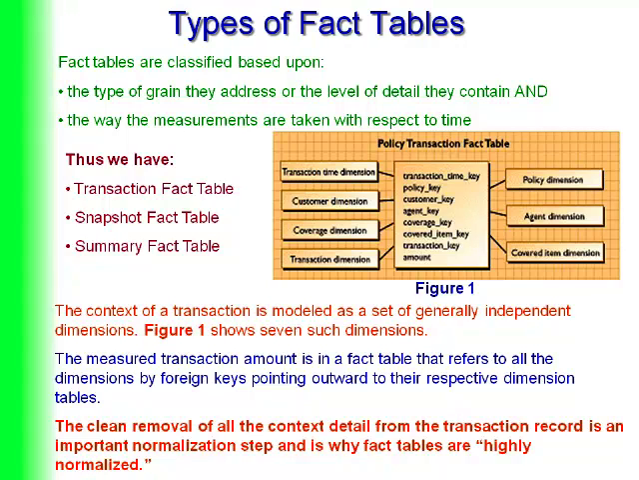So in this figure, the policy transaction fact table is a star schema designed by taking 7 dimensions and 1 measure, namely amount. The context of a transaction is modeled as a set of independent dimensions: policy, agent, covered item dimension, transaction time dimension, customer dimension, coverage dimension, transaction dimension. The measured transaction amount is in a fact table that refers to all the dimensions by foreign keys pointing outward to their respective dimension tables. So the clean removal of all the context detail from the transaction record is an important normalization step, and that is the reason why fact tables are normalized.